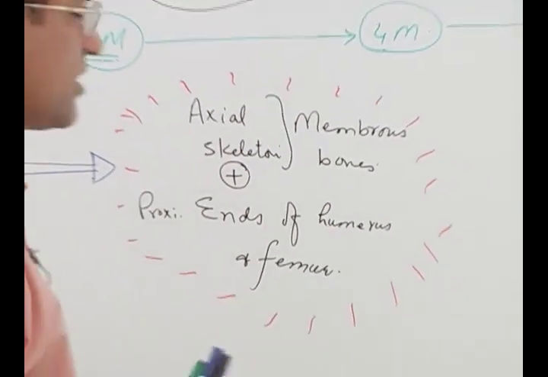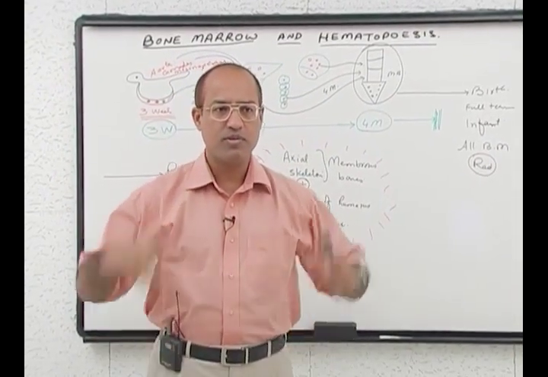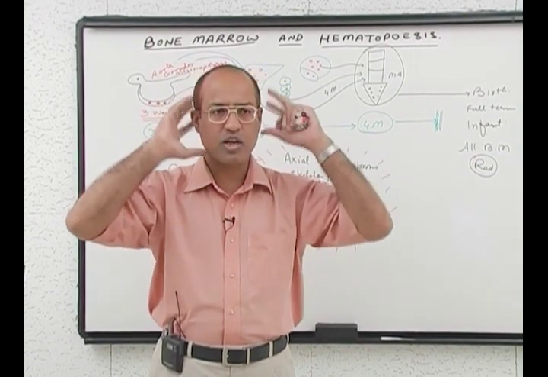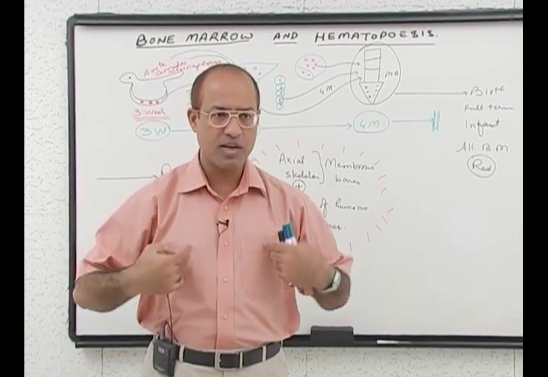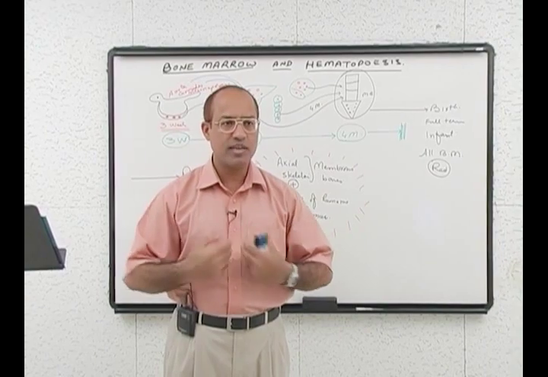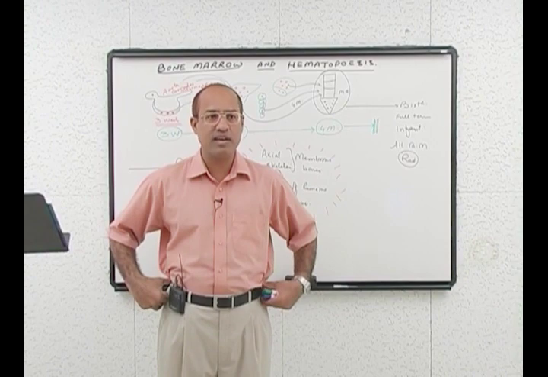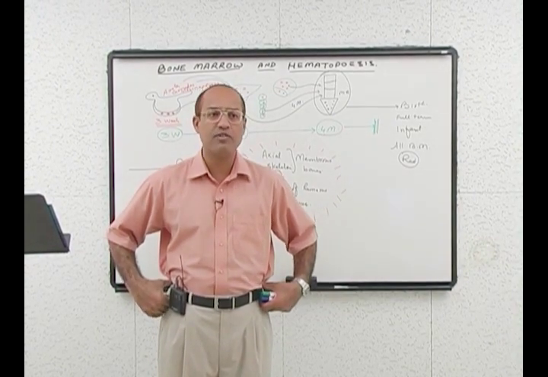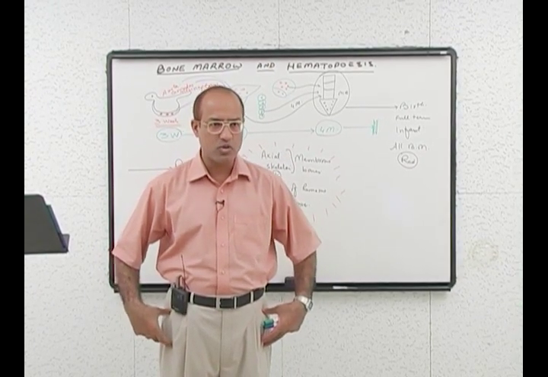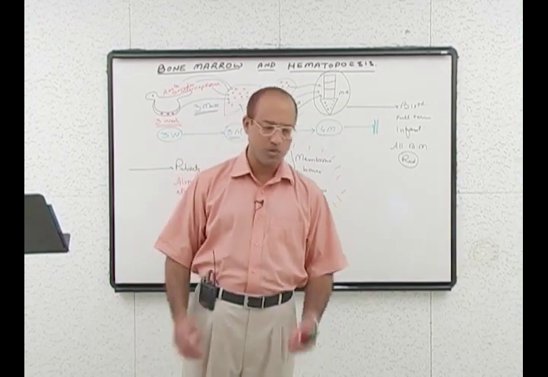Axial skeleton, or membranous bones, means that hematopoiesis is going on in the central bones. For example, in an adult after the age of 20, hematopoiesis is limited to the skull bones, the vertebral column, the sacrum, and is also present in the ribs and hip bones. And in an adult it is present only in the proximal ends of the long bones like the humeri and femora. Is that right?